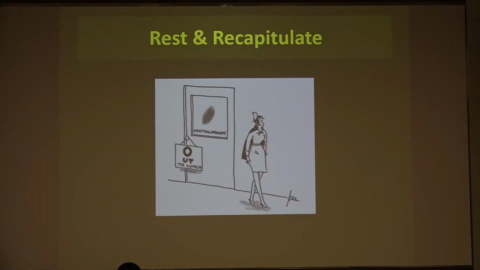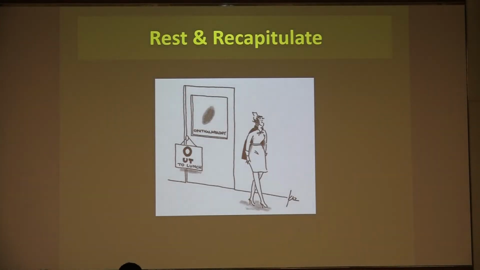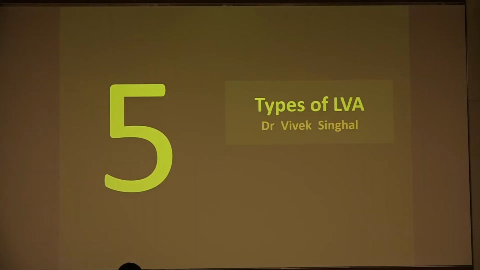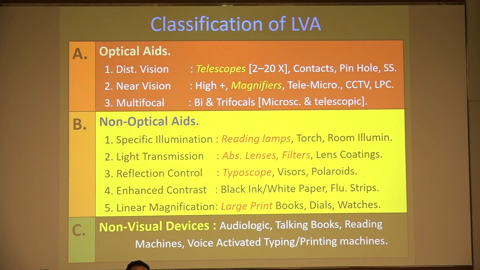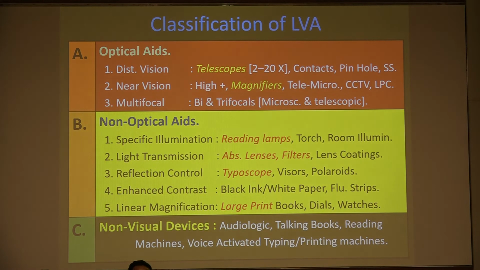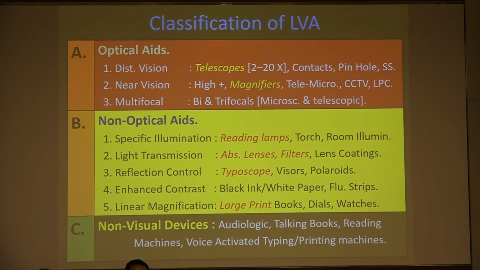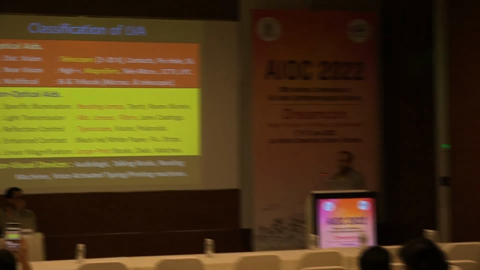So here we'll take a rest and summarize what the situation is before moving on to our next presentation. That is, what do we have with us? After assessing, we will have a look at our armamentarium to fight this long battle. So here is the list of all the weaponry we have, which can be classified as optical aids, non-optical aids and non-visual devices. You can take a photograph of this list if you want.